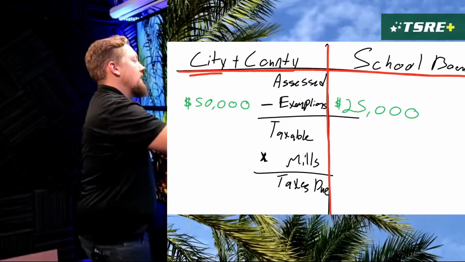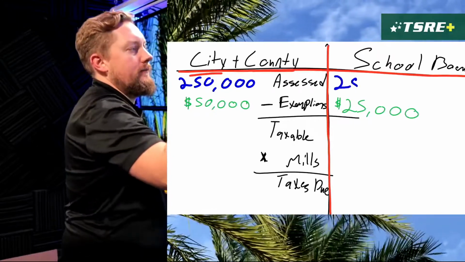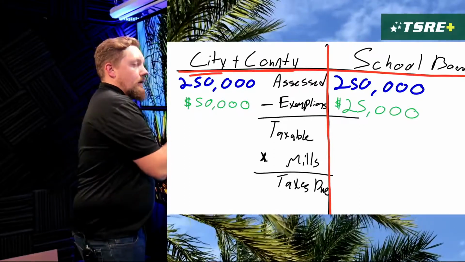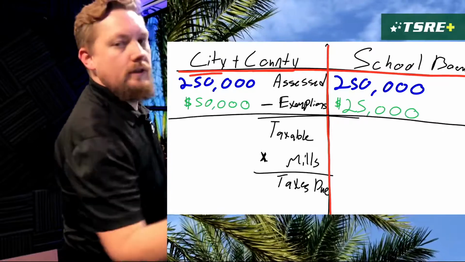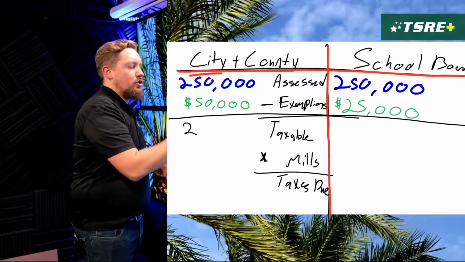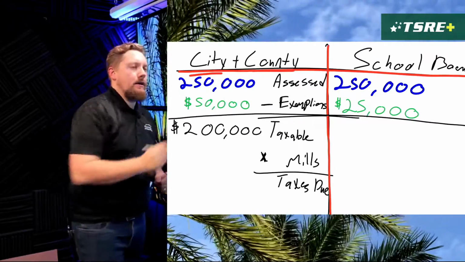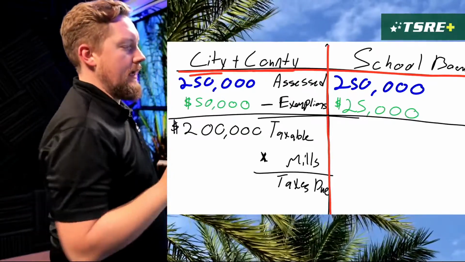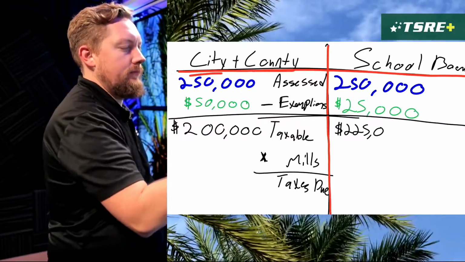Now, going back to our exam question, it did tell us that the property assessed value is $250,000, so we'll go ahead and plug that in on both sides of our chart here. And now when we calculate this out, we'll start with the city and county side. It's going to be $200,000 taxable. If we compare that now to the school board side, it's going to be $225,000 taxable.